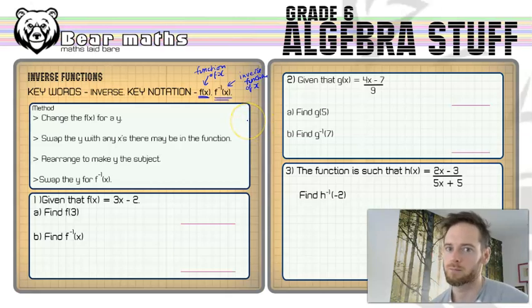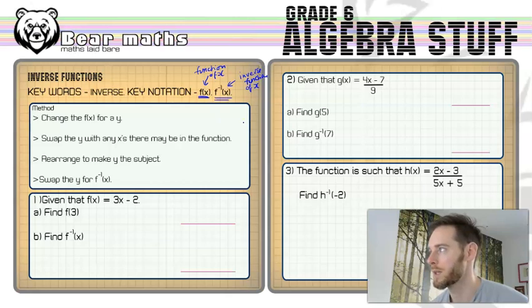Now, understanding that, it's all well and good, but we need a method for when we're doing the inverse function. And in the first question, part A, we're not doing the inverse function. We're just doing some substitution, right? So I'll refer to the method in part B. Now, given that f of x is equal to 3x minus 2, and this is the function of x that we've been given, we need to find f of 3. Basically, that's just a case of substituting in.